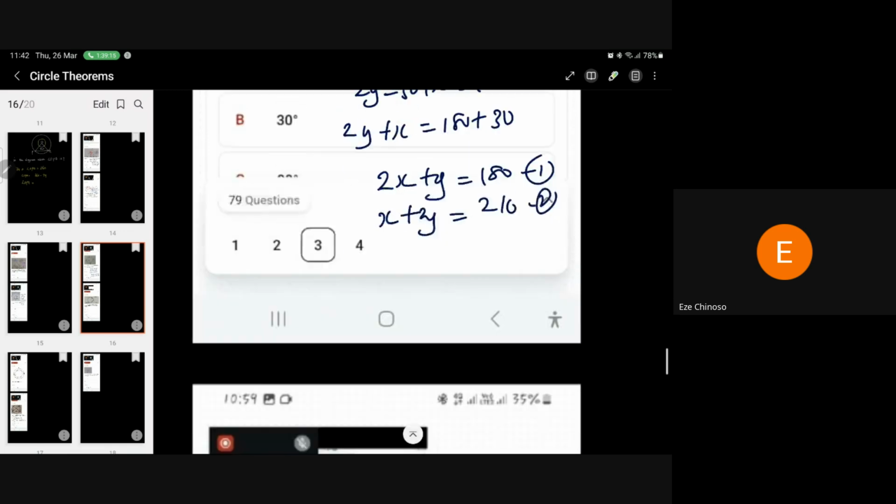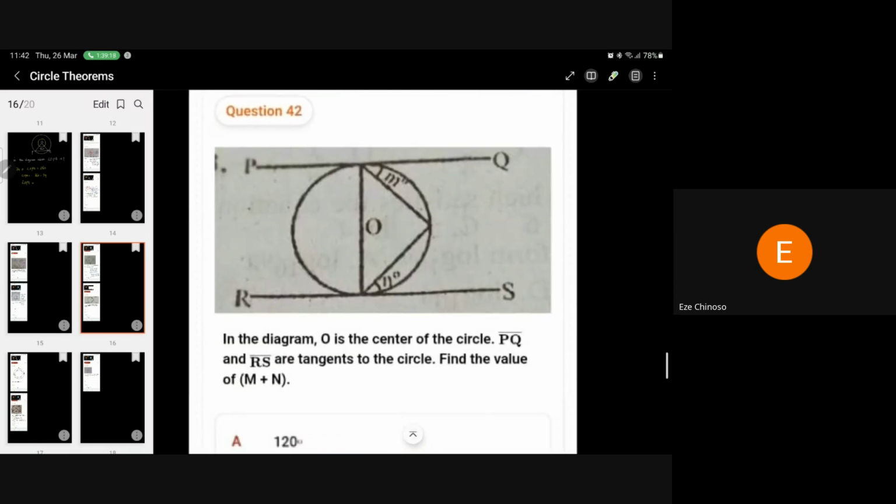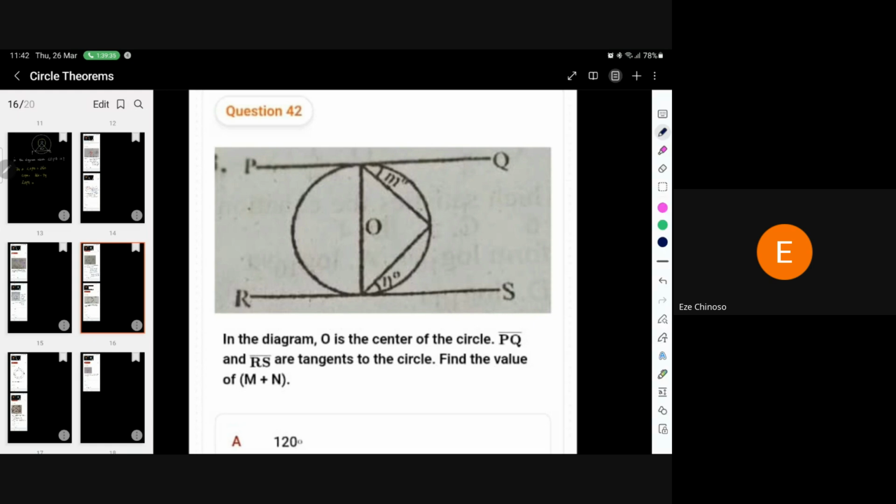Okay. What's the next thing here? This one says in the diagram, O is the center of the circle. PQ and ROX are tangents to the circle. Find the value of m plus n. First thing first, the same thing I told us earlier. Here, this is a semicircle. So the angle from here to here is 90 degrees, because angle in a semicircle is equal to 90 degrees.